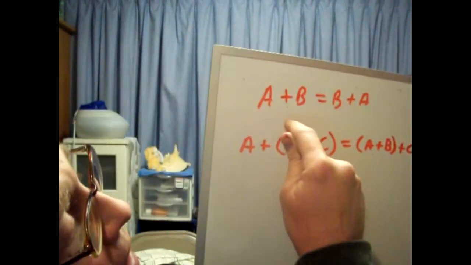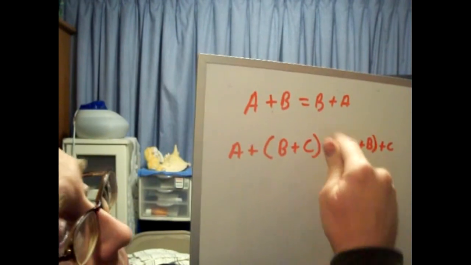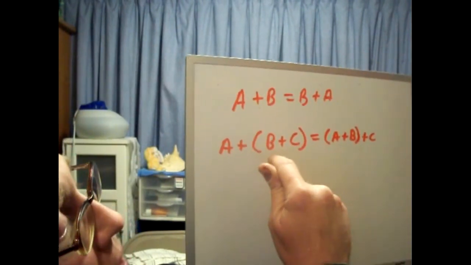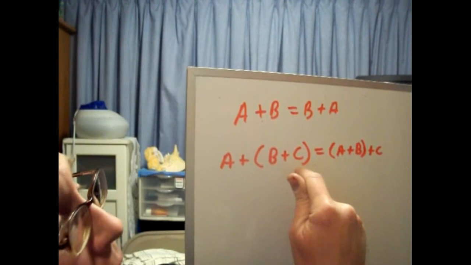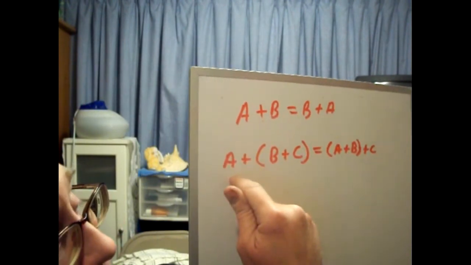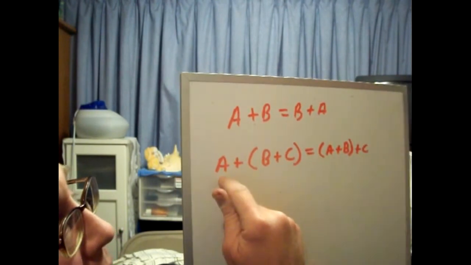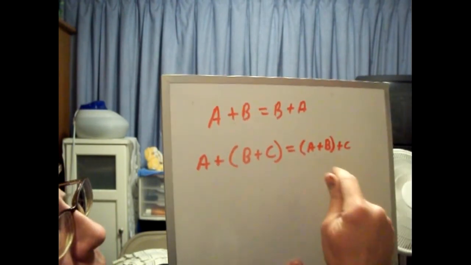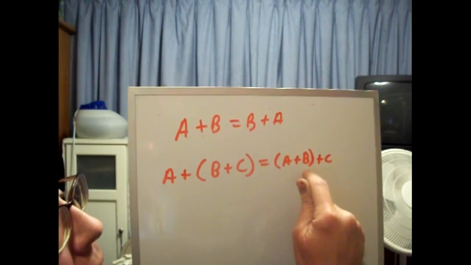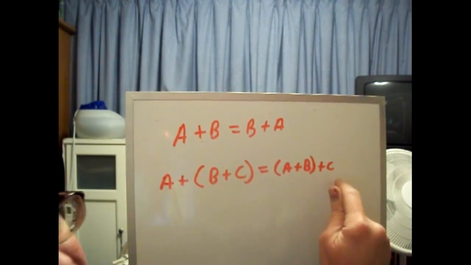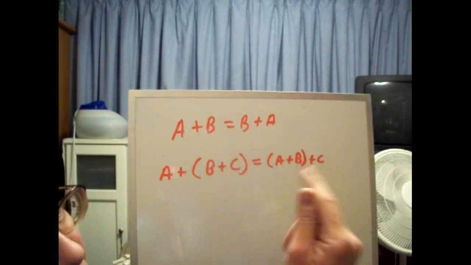In this case, when you have these parentheses like this, what it's saying is you have to add the B and the C together first, then you add it to A. Well, in this case, if you add B and C together and then add it to A, it's going to be the same amount as if you add A and B together first, then add C. These 2 are exactly the same total.